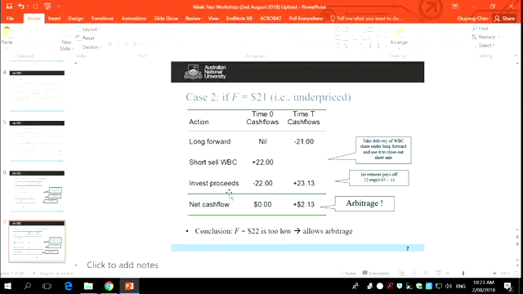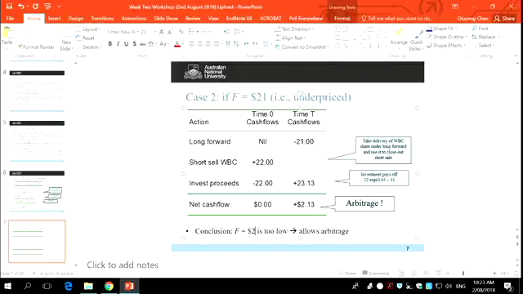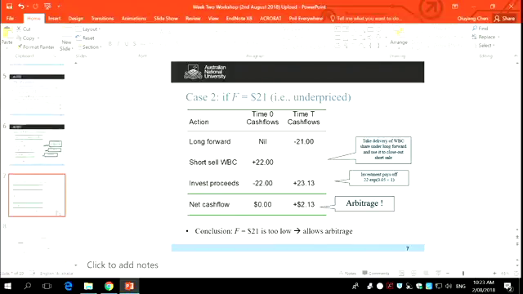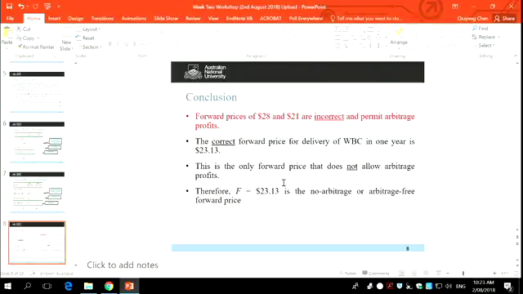In other words, this capital F, sorry, that's a typo, 21. So the capital F of $21 is incorrect. The price is way too low, right? It's underpriced. So we're getting the conclusion that neither 28 nor 21 is the correct price because we are able to make an arbitrage profit here.